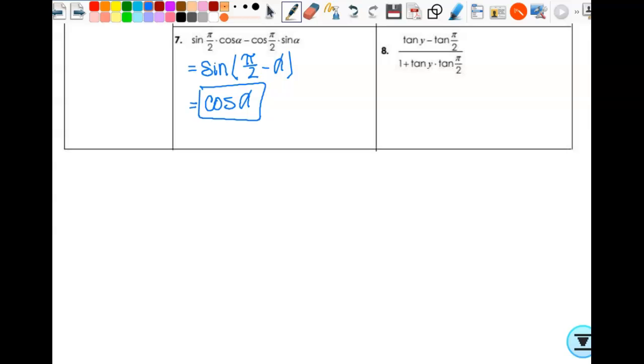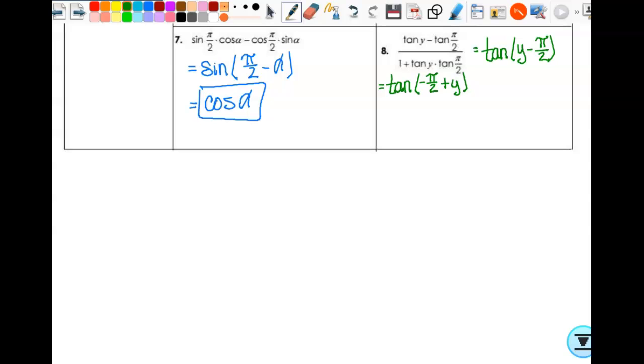All right, so number 8 looks like a tangent one. It matches. Is it a plus b or a minus b? Minus b. So this is the tangent of y minus pi halves. Okay, so does that match the cofunction identities? No. Close, but no cigar, right? For the cofunction identities, it would have to be pi halves minus y, right? So I can switch them around, but when I switch them around, the signs have to stay with the values, so this becomes the tangent of negative pi halves plus y, right?